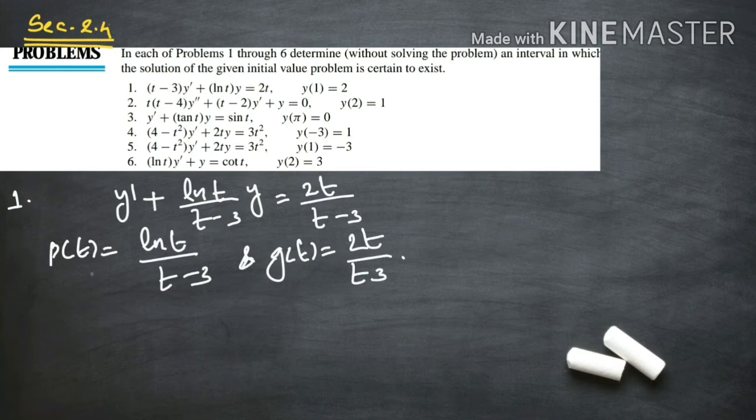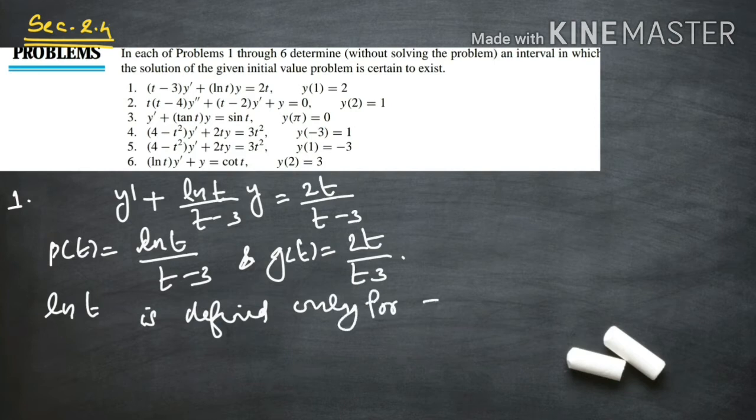Then p of t is a rational function, where the numerator is log t, and we know that the log t function is defined only for positive numbers, that is t greater than 0. For negative t and t equal to 0, it is not defined. And when we look into t minus 3, p of t will be defined if t minus 3 is non-zero.